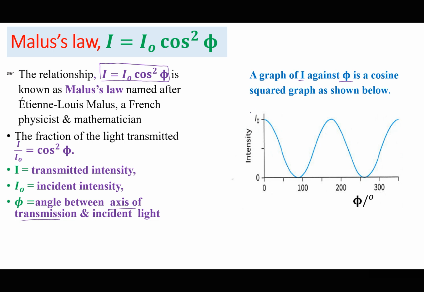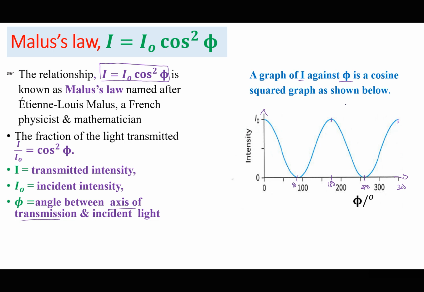a graph of I, that is intensity, against the angle phi, or the angle between the axis of transmission and incident light. At 90 degrees, of course, cos of 90 is 0. So at 90 degrees, we get 0. Then at 180 degrees, the intensity again becomes maximum. Then at 270, it goes back to 0. At 360, it goes back to maximum, and so on. So you should be able to sketch a graph of intensity against the angle between the axis of transmission and incident light. This is a very easy graph to sketch.